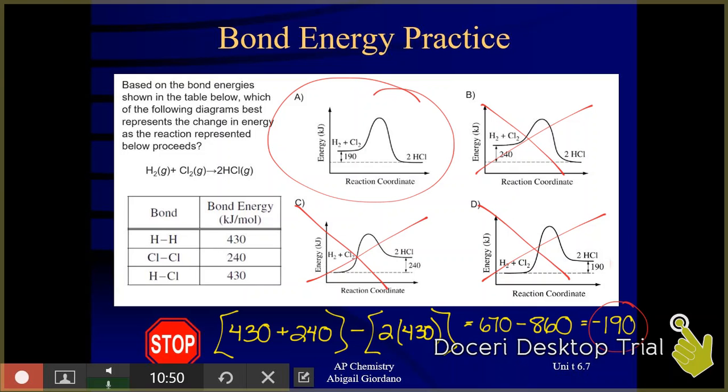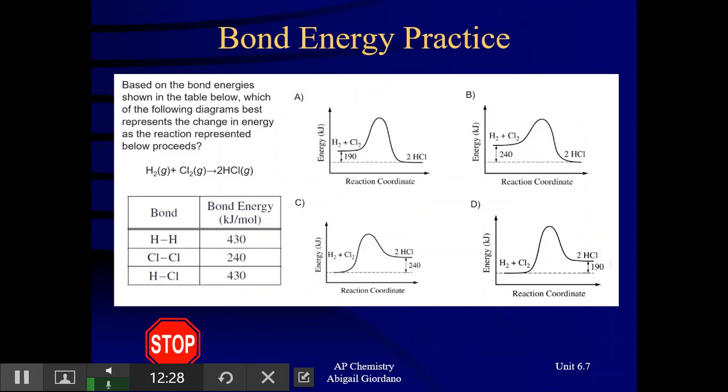So that not only required you to do a bond energy calculation, but also to tie it in with some things we've talked about in previous units.